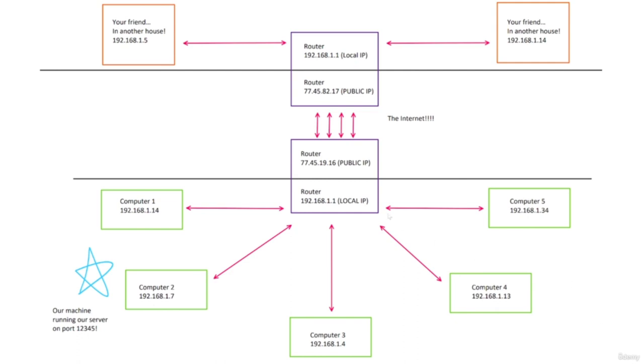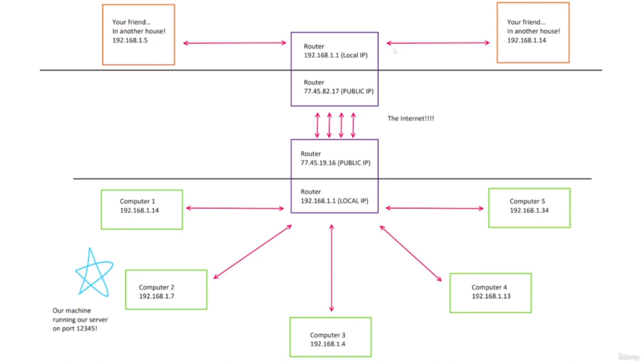So let's pretend this is my house. So on my local network, my router has an IP of 192.168.1.1. That's our local IP address. And that router can send information to all of the different computers connected to it. And these computers have local IP addresses, 192.168.1.4, .7, .13, .34. On my local area network, each IP is unique. So that looks perfect. So if computer 2 wants to talk to computer 1, computer 2 sends some information to the router with the IP address of who we want to talk to, and the router routes it to this computer. Everything looks great.